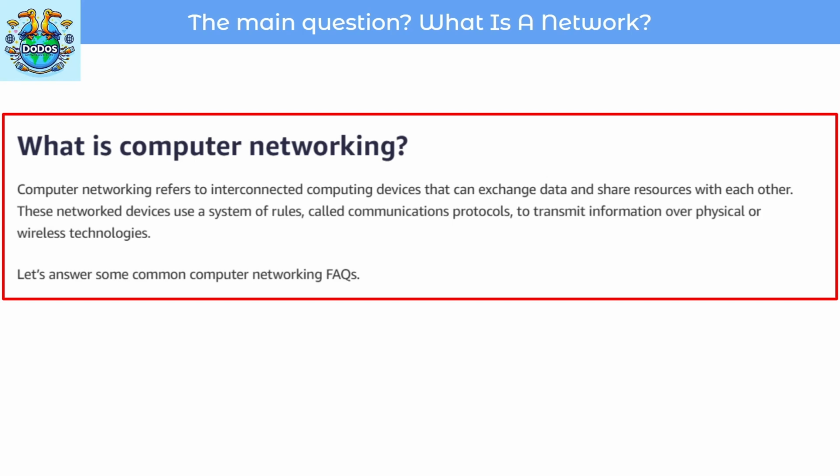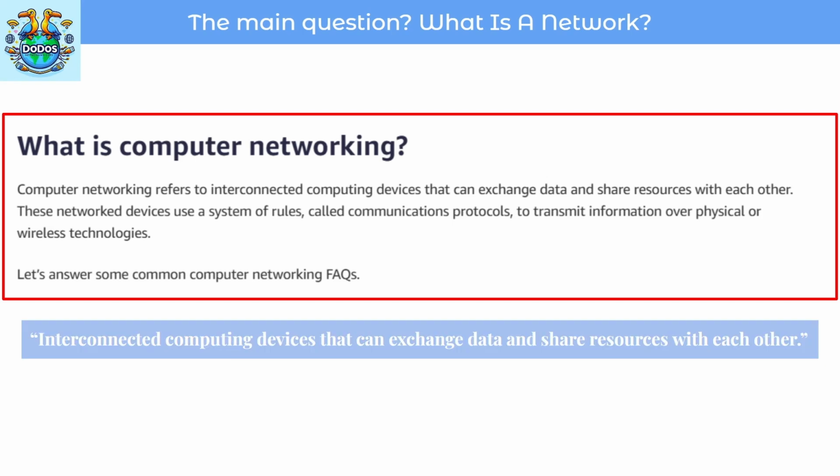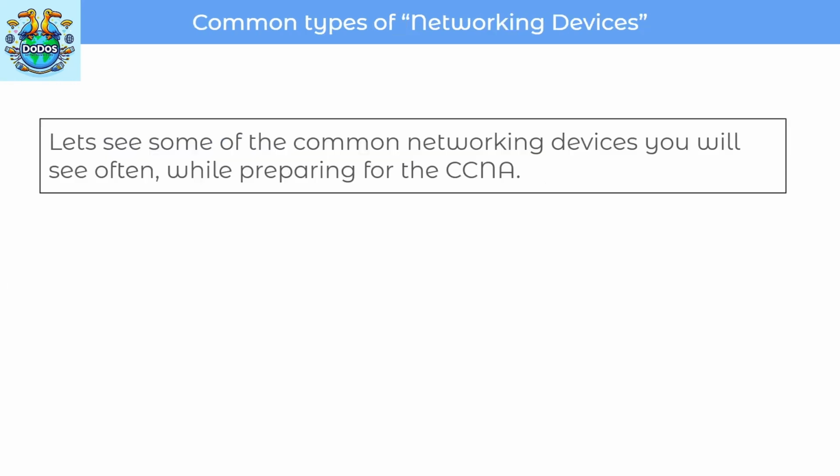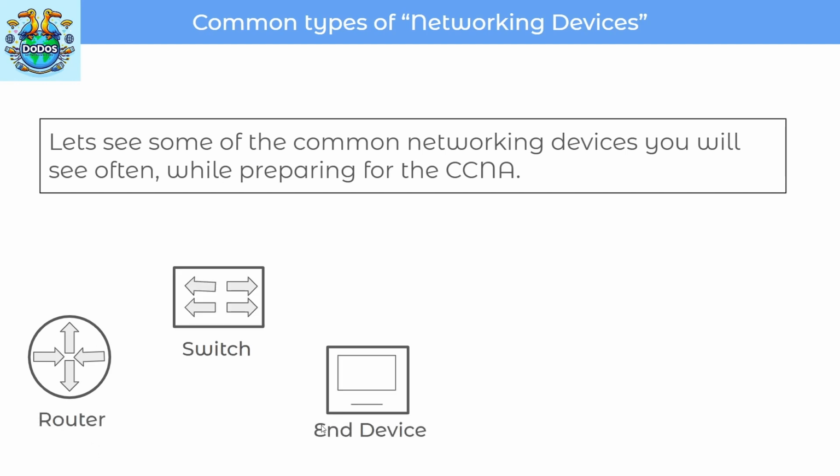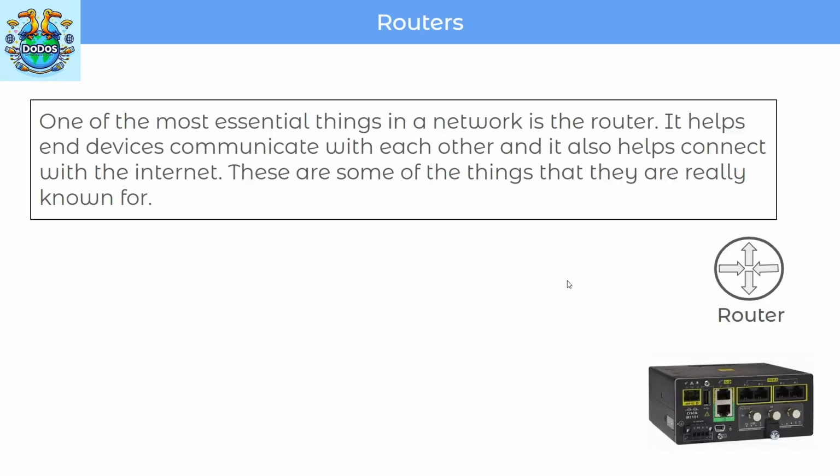That's a very formal one, but basically our main takeaway from it is the interconnected computing devices that can exchange data and share resources with each other. That's what networking basically is. So let's see some of the common networking devices you will see often when preparing for the CCNA: the router, the switch, the end device, the firewall, and the server.